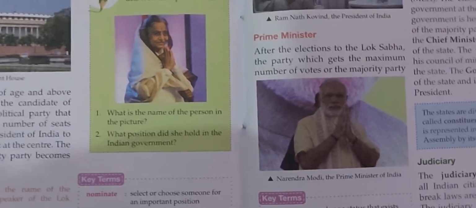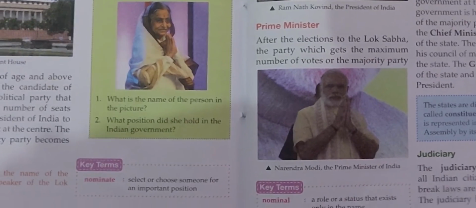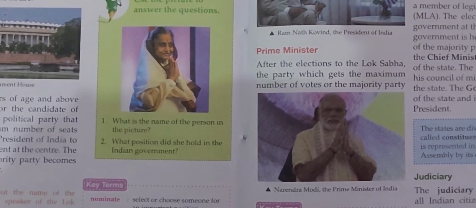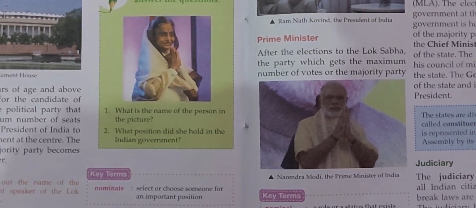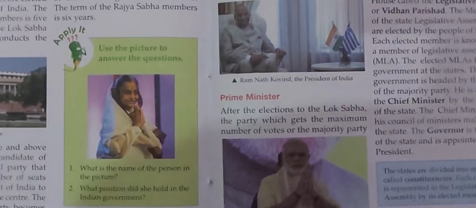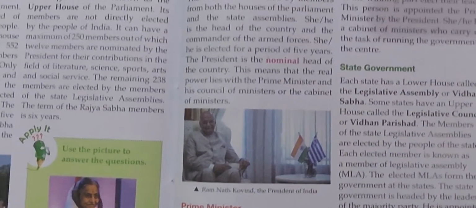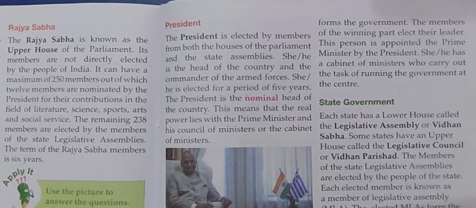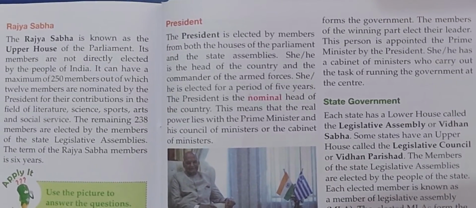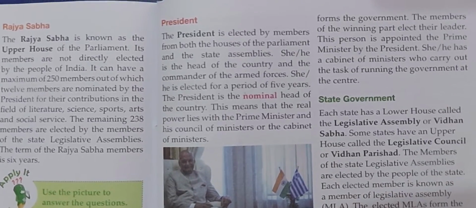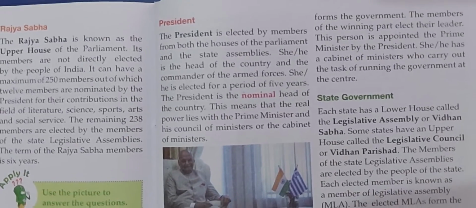The Prime Minister is chosen after the Lok Sabha elections. The party that gets the maximum number of votes chooses their member who can be the Prime Minister, and this depends on the members who are winning the most elections.